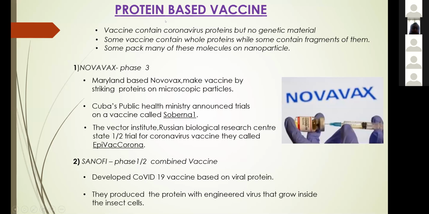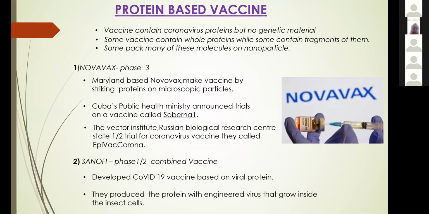Okay. Next is about protein-based vaccines. Vaccine contain coronavirus proteins, but no genetic material. Some vaccines contain whole proteins, while some contain fragments of them. Some pack many of these molecules on nanoparticles. First one is Novavax phase 3.